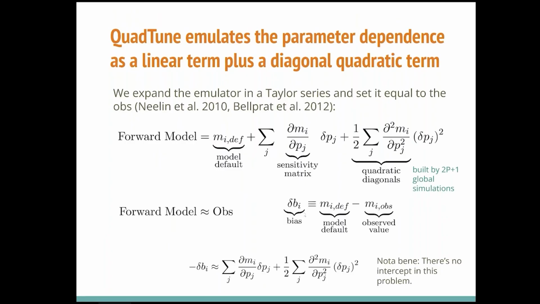We want the parameter dependence to match OBS, so we choose parameter values that do that. And then we end up with this sort of regression problem, which is like linear regression here, except we add in this sort of term which looks like kind of a regularizing term. It's quadratic. Now, one key thing to note is that there's no intercept in this problem. It's just we're fitting slopes here, not intercepts. That's just how the math comes out.